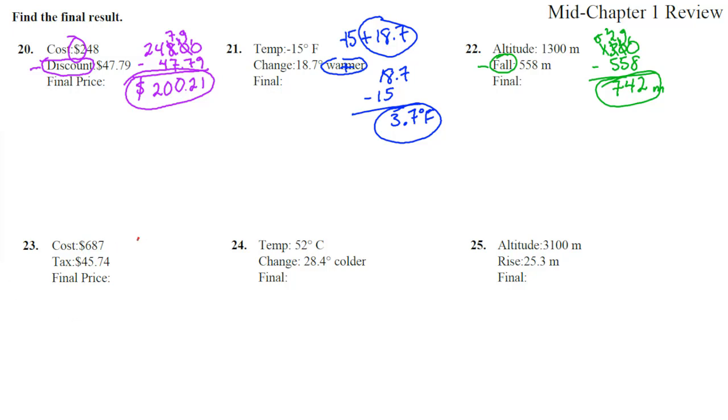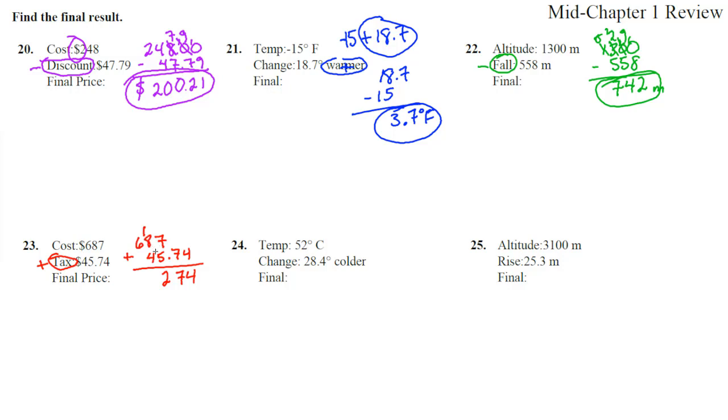The cost is $687. And now this is a tax. Tax is added on after the cost. So this is plus 45.74. 0 plus 4 is 4. 0 plus 7 is 7. 7 plus 5 is 12. Carry the 1, leave the 2 down there.